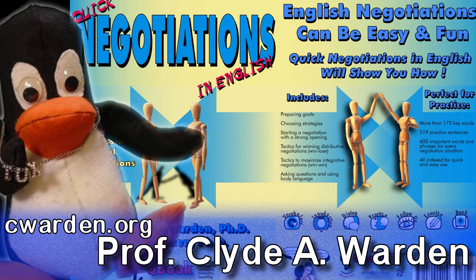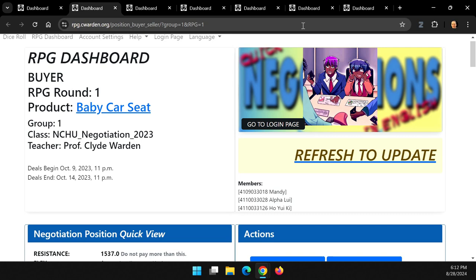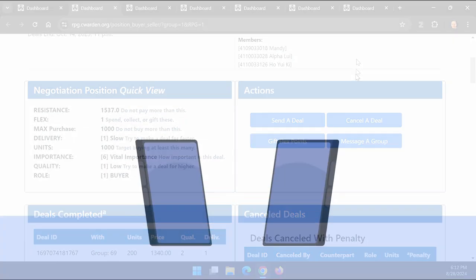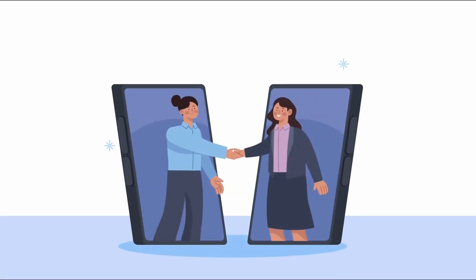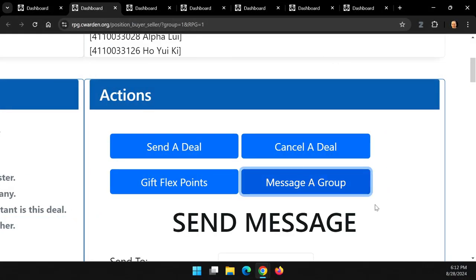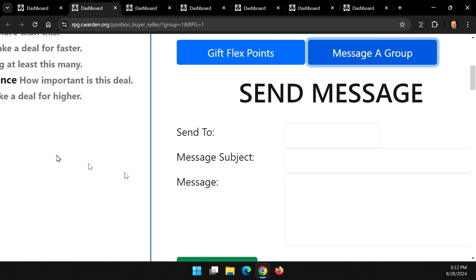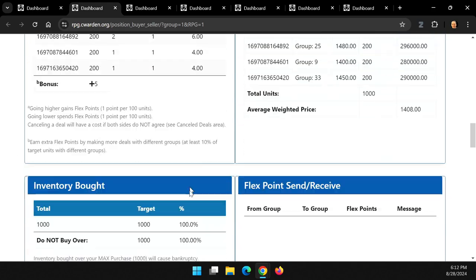Next, we're going to look at sending a message or receiving a message, because we've already looked at sending a message. Remember, sending a message is not very hard. You need to go up to your actions area and you say message a group, and you indicate the group you're sending to, the subject and the message. Okay, so what happens when you receive a message?